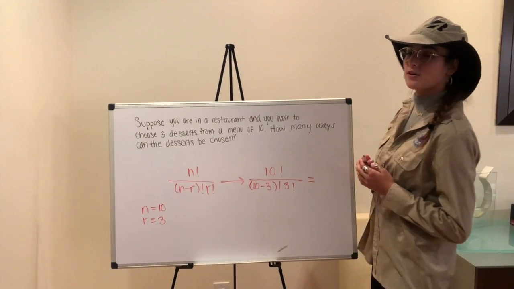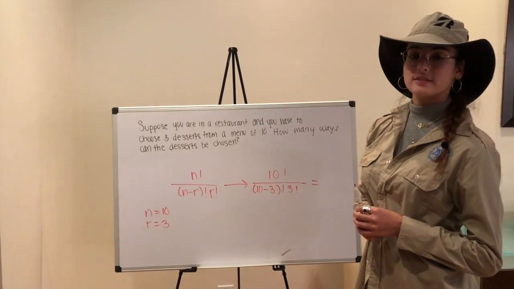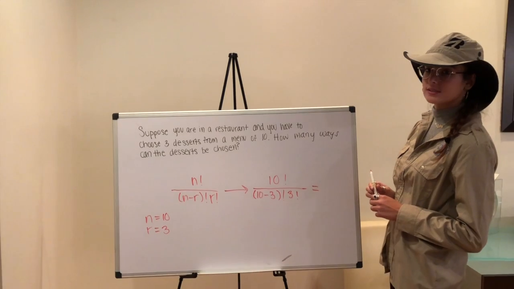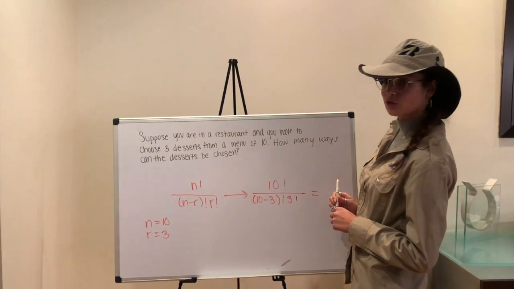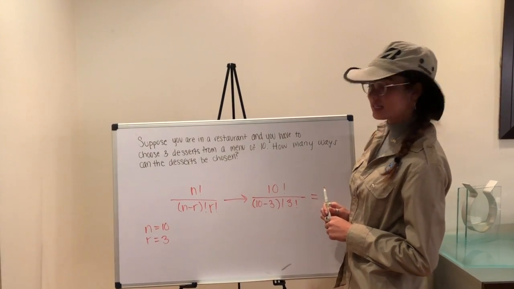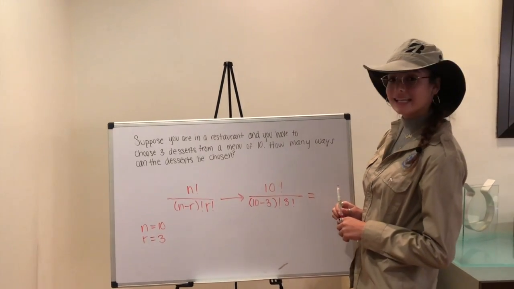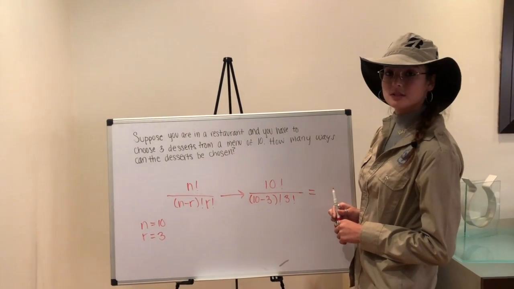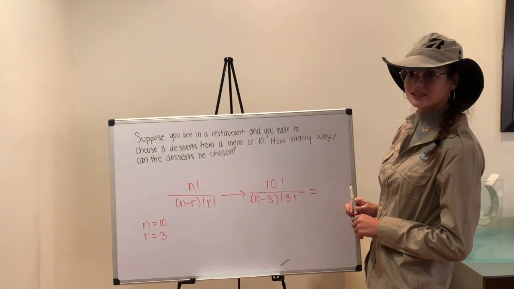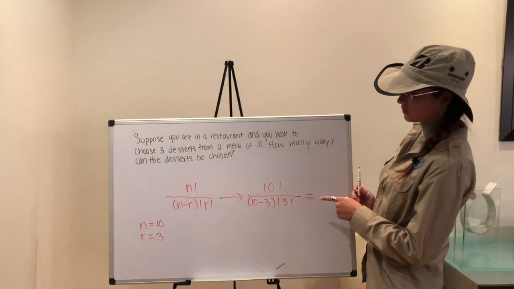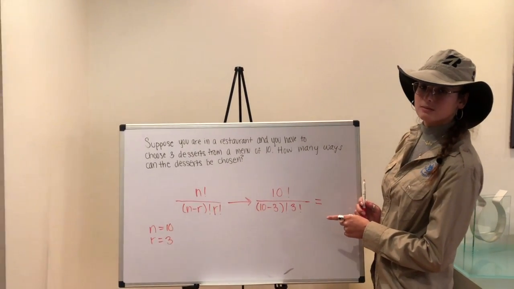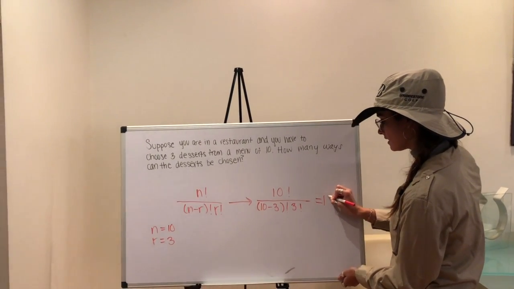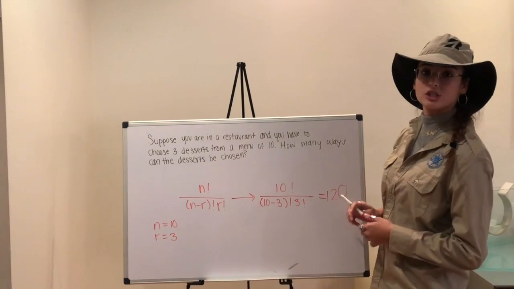Here's another example of combinations. Suppose you're at a restaurant and you have to choose 3 desserts out of a menu of 10. How many different ways can the desserts be chosen? The formula we would use is n factorial over n minus r factorial times r factorial. n is equal to 10 because there are a total of 10 desserts on the menu, and r is equal to 3 because we can only choose 3 out of the 10 desserts. We would do 10 factorial over 10 minus 3 factorial times 3 factorial, and we get a total of 120 different ways the desserts can be chosen.